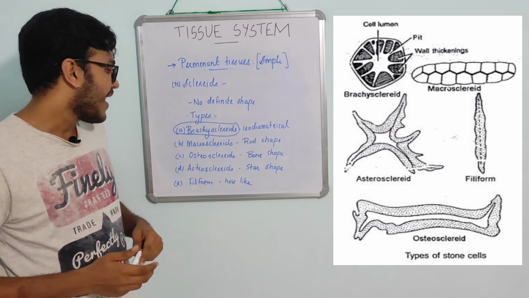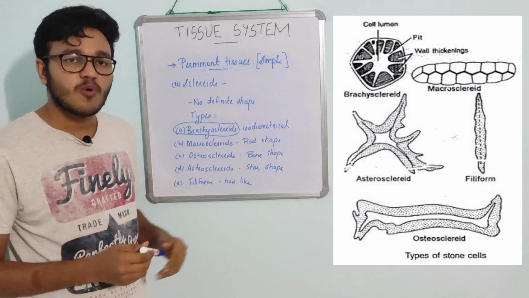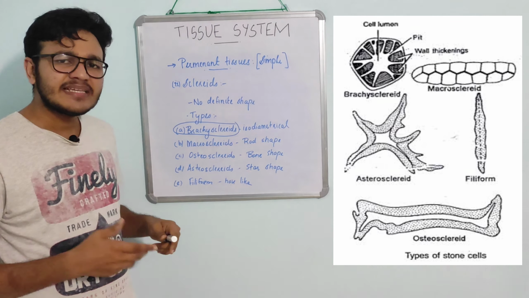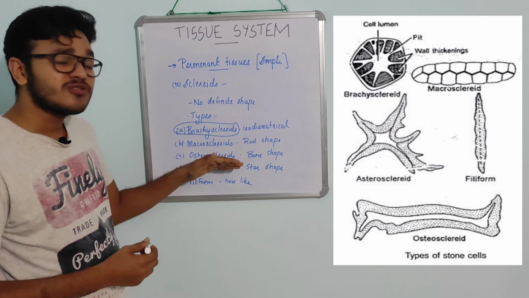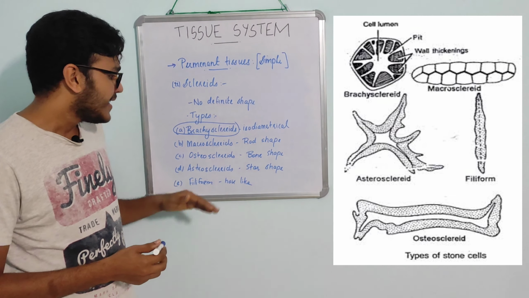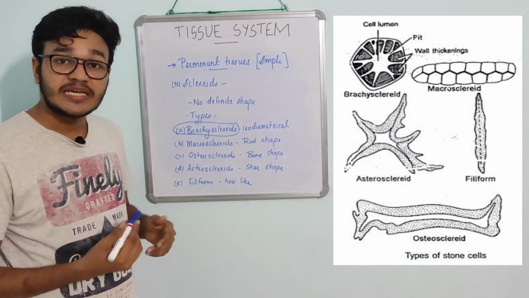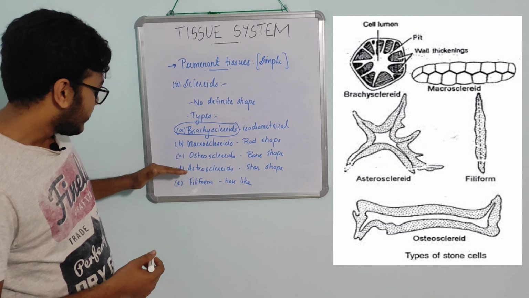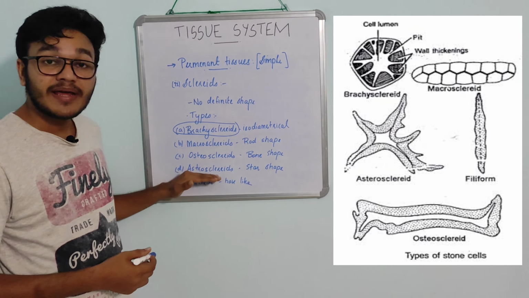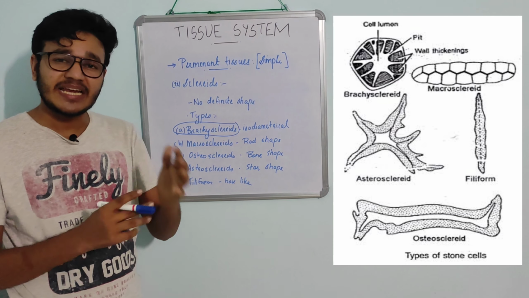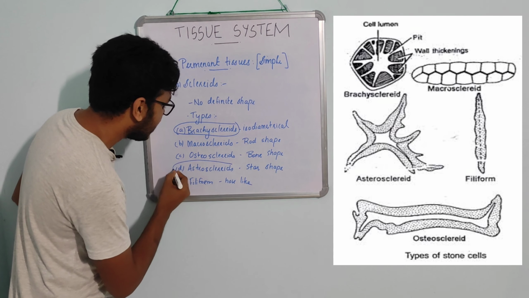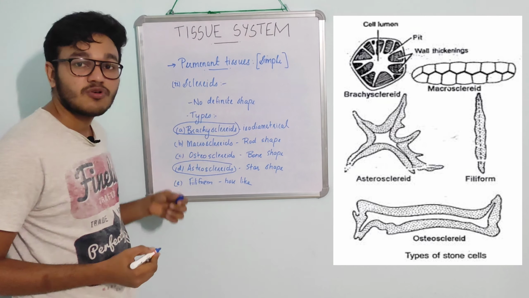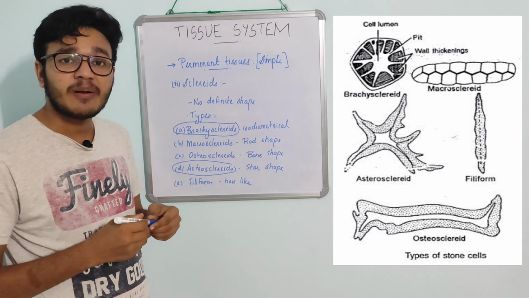Now, second one is macrosclereids. It is actually rod shaped one, and it is seen in the seed coat of leguminous plants. The third one is osteosclereids. It is actually bone shaped, and it is seen in the fruit wall and seed coat of many plants. Now, the fourth one is astrosclereids. It is actually stellate or star shaped, and it is also very important because it is in the leaf of many dicot plants. So a question might come from that point of view.